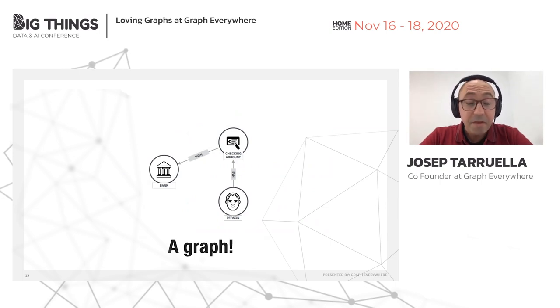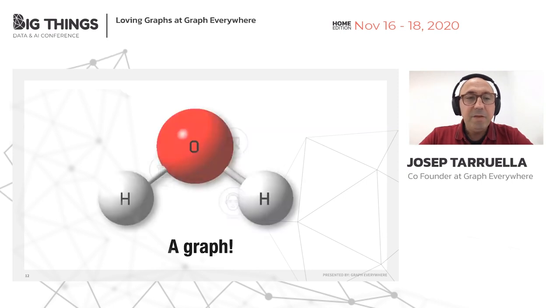I can bring this to anyone in the world and they will understand. Believe me, this is not usual in systems. So it's a really natural way of ordering, of shaping the information. Because this is a graph, but this is a graph too.